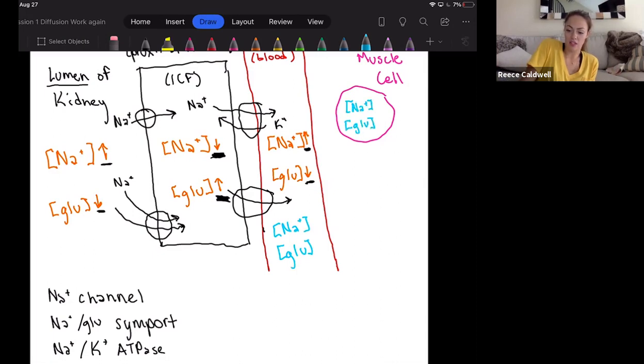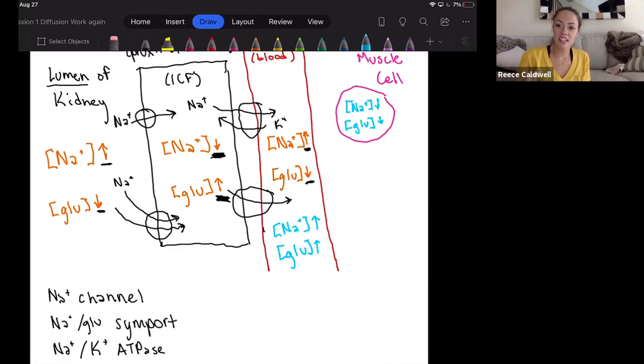And again, sodium is always in higher concentration outside of the cell and lower concentration inside, and glucose is always going to be lower concentration inside and higher concentration outside when we're referring to any type of cell other than an epithelial cell. So remember, glucose is unique to epithelial cells in that it's higher inside. Every other type of cell, muscle cells, neurons, renal cells, all those other cells are similar in how glucose is concentrated, except for that epithelial cell.